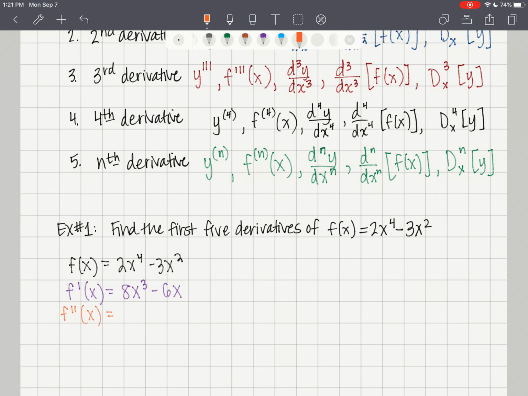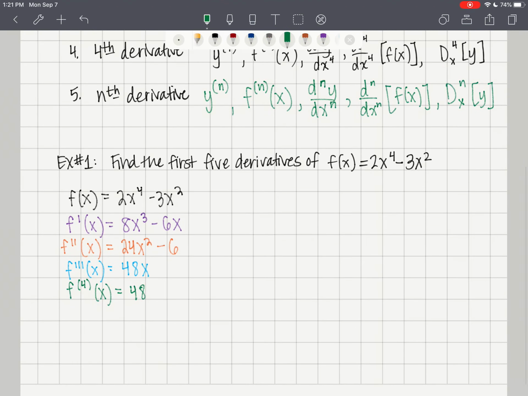The second derivative is going to be 24x squared minus 6. Our third derivative is the derivative of the second derivative, so that's going to be 48x, and then we've got plus 0. And then we've got our fourth derivative. So look, we're going to put that 4 in parentheses to show our fourth derivative of f of x is just a 48. And then we will do the fifth derivative by putting that in parentheses. And the derivative of a constant is 0. Hot diggity dog. There's our first 5 derivatives.